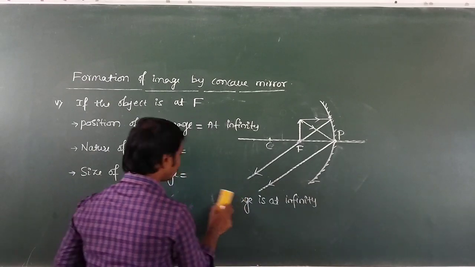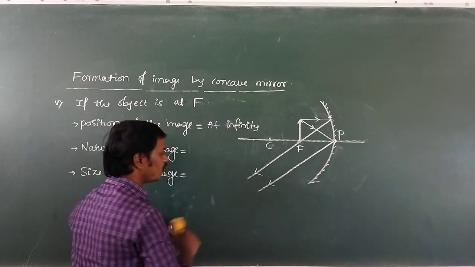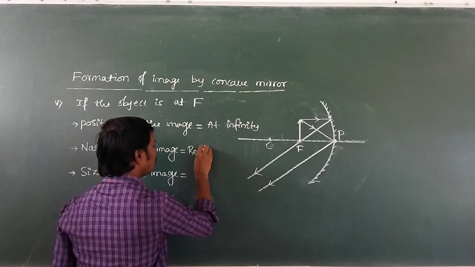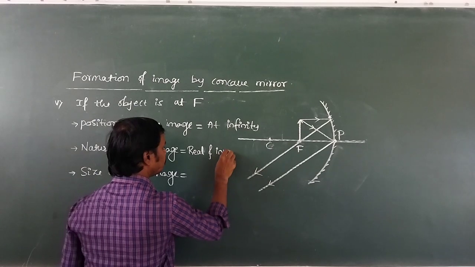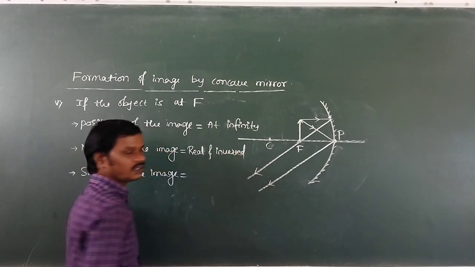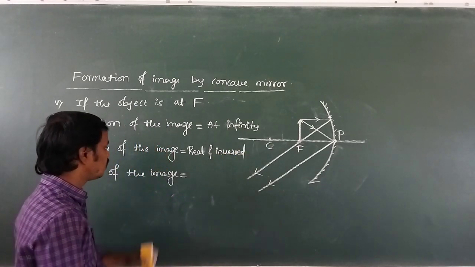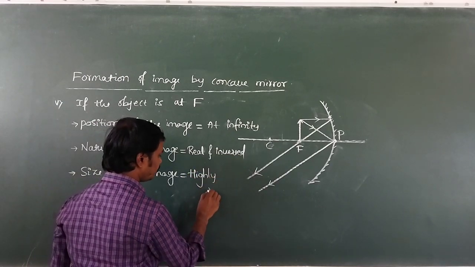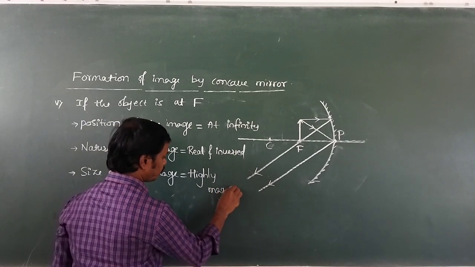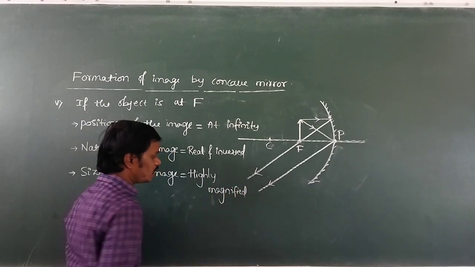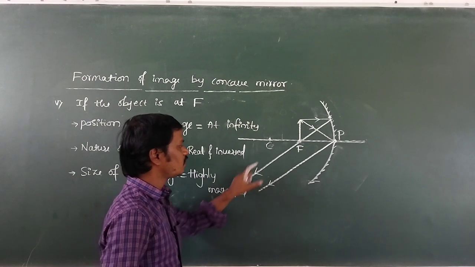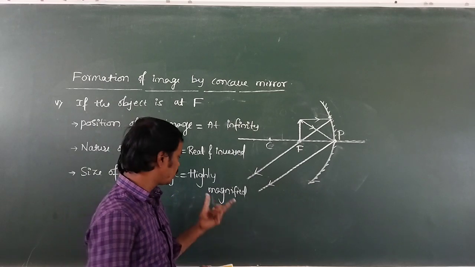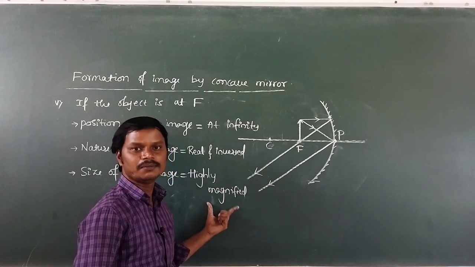Then what is the nature of the image? Again it is real and inverted. Next one, the size of the image, that is highly magnified. It means the size of the image is very much larger than the size of the object. That is why the image is said to be highly magnified.